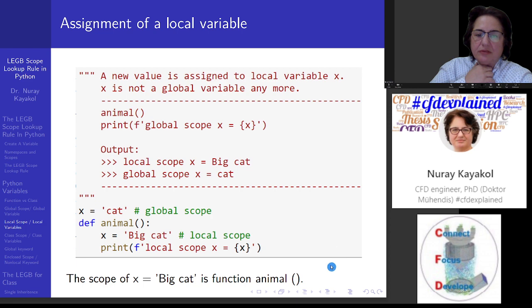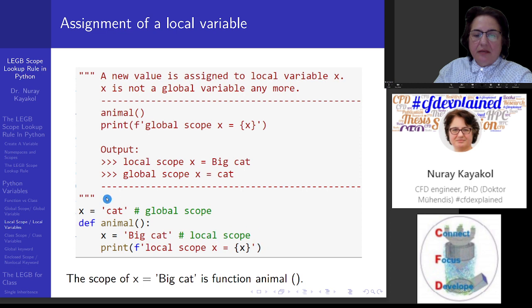Let's go through the second example. So what I added, I add x is equal to big cat. That means I define the local variable in local scope, and this print statement will give the value of x defined in the function animal.